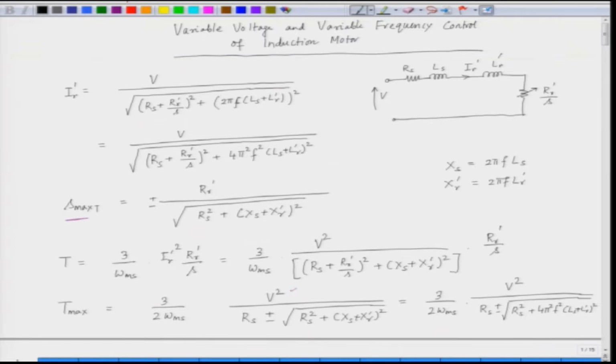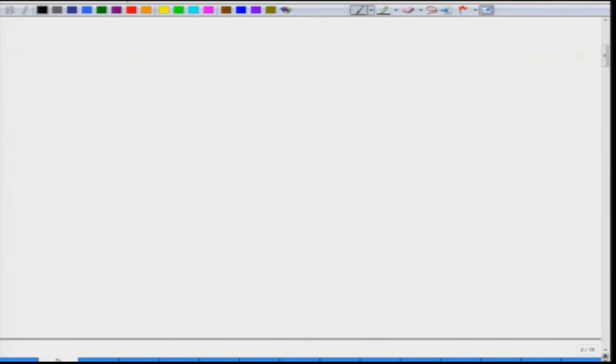Now, we divide everything by f square. So, if we divide the numerator by f square and the denominator by f square, we get the following equation. So, this is what we get here.